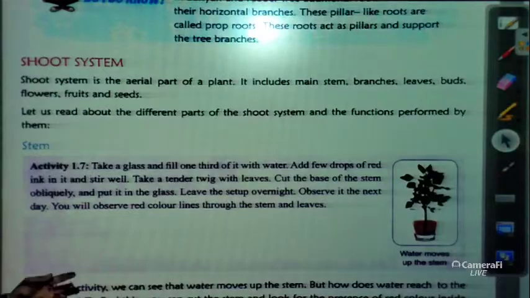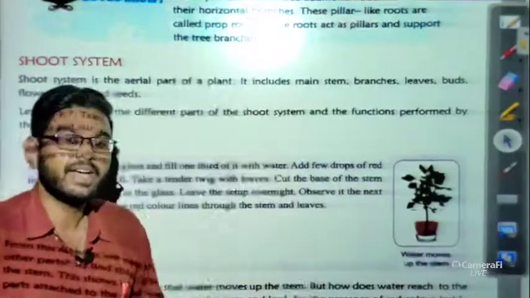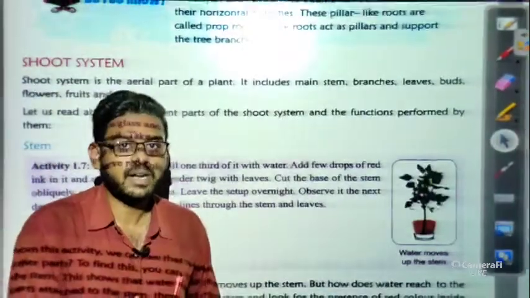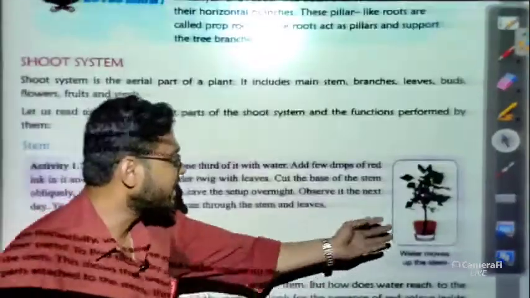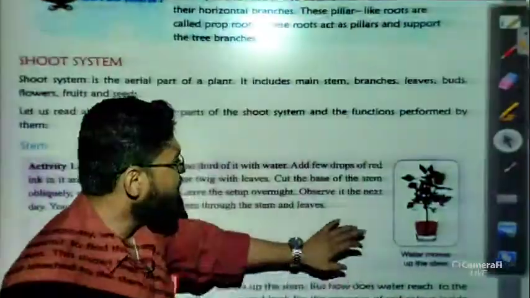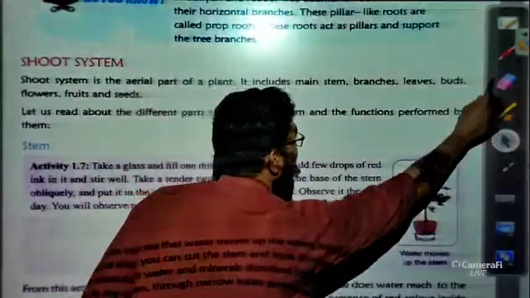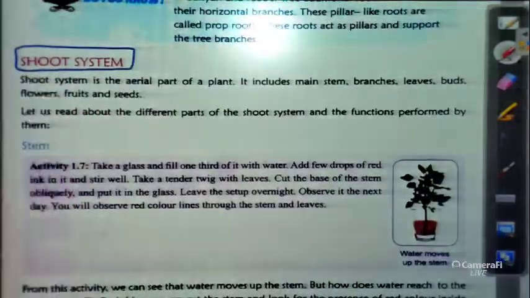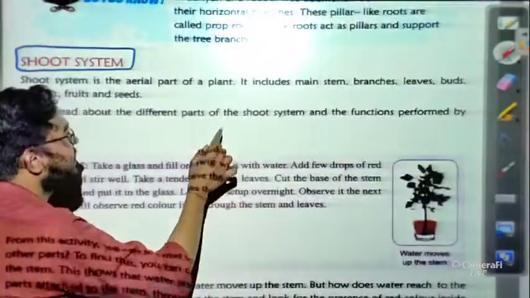Okay, so in this shoot system, students, let me tell you, root systems we have already discussed. Root system means the underground part of the plant, and shoot system means above the ground. Now let us discuss one by one about the shoot system. The shoot system is the aerial or upper part of the plant.